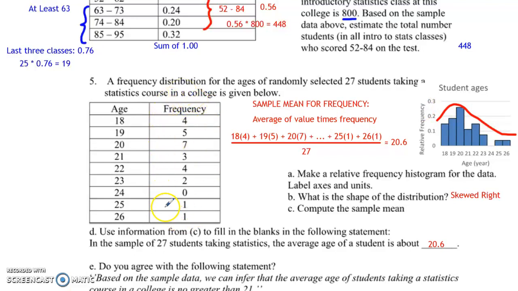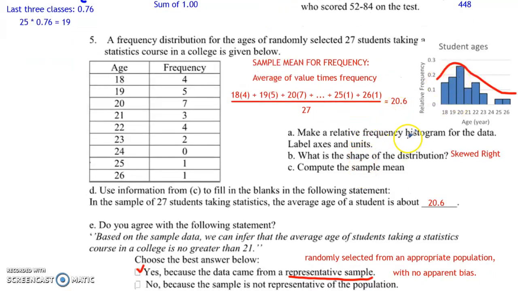You might be asked to do this on the final exam. Multiply each number by its frequency and add those numbers together and divide by the total number of numbers, 4 plus 5 plus 7, etc. That's 27. So the sample mean for frequency is 20.6.